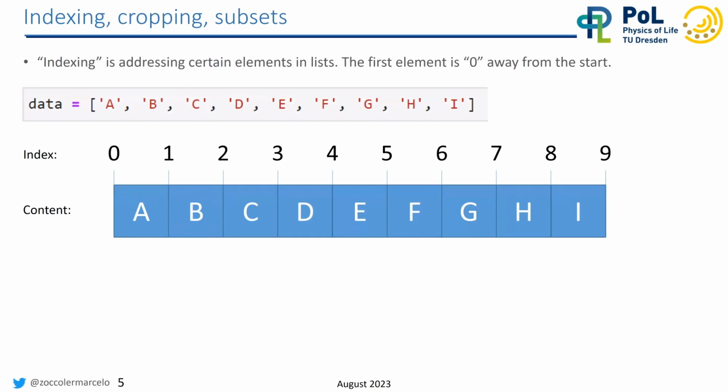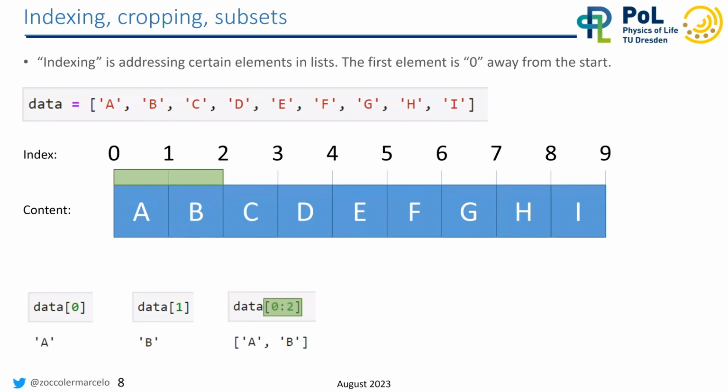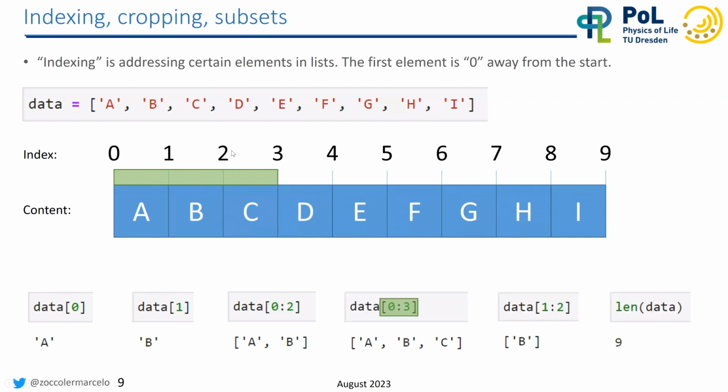So let's see some examples. We have here a list, and now it's a list of strings, and here are the indexes. If you want to get the first element, you can just type data position 0, and get the letter A. If you put position 1, you get letter B. If you want to get both of them, we can start from 0 and go up to 2. So it will get these two, but it will stop before including the second position. If we want to include it, we put 3.